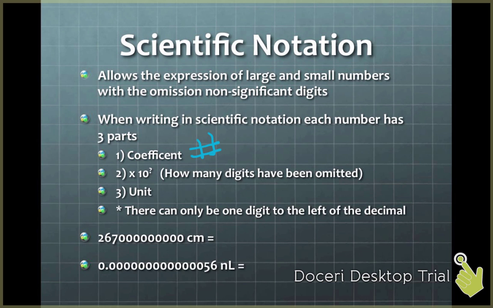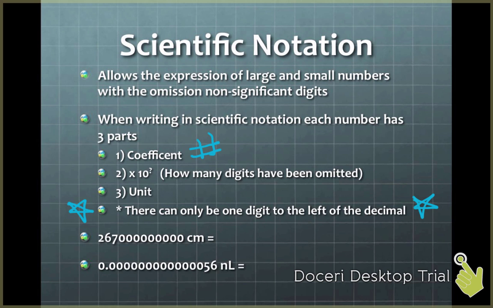Now, when you are writing correct scientific notation, there can only be 1 digit to the left of the decimal. So keep that in mind. So let's look at this example. We have 267 with a whole bunch of zeros. Now, I don't know about you guys, but I do not want to count how many zeros those are and try to figure out if this is a million or a trillion, so on and so forth. So we're going to convert this to scientific notation.